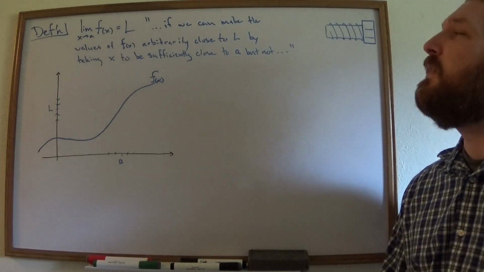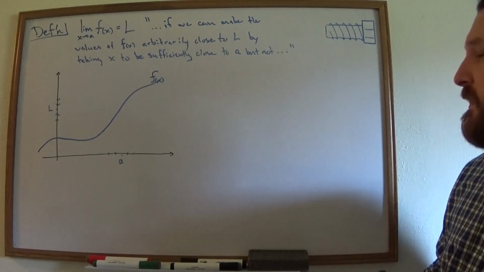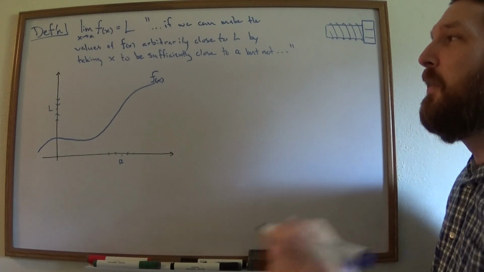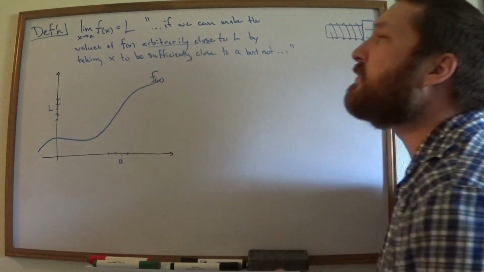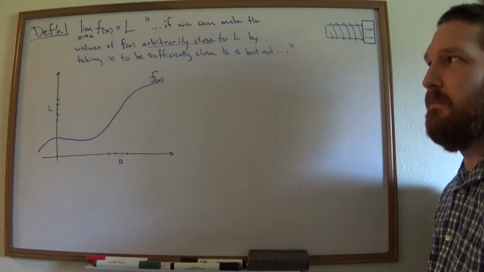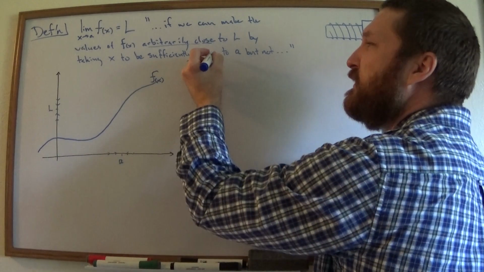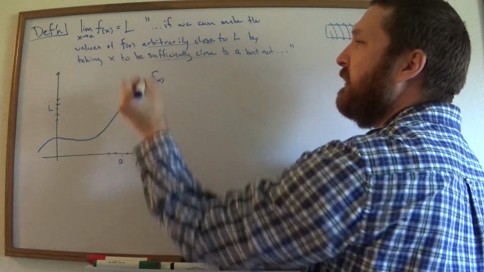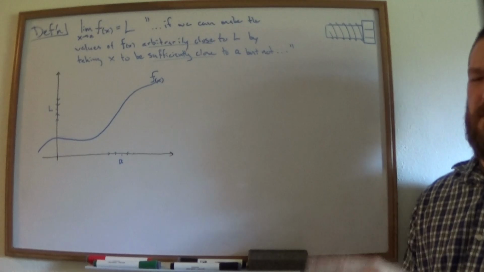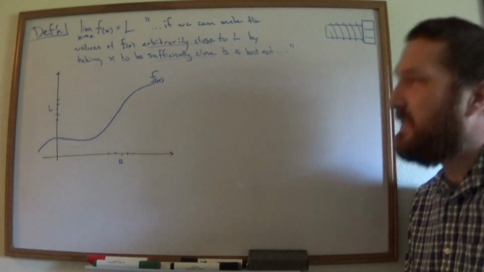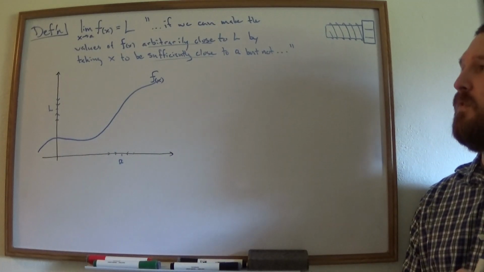Now there are two phrases in this definition that are doing a lot of work. One of them is arbitrarily close to L. What does that mean? And sufficiently close. These are what you'd call in writing weasel words. Like, oh, it's arbitrarily close. What do you mean by that? Let's be precise here. Okay, and so that's what we're going to do today.